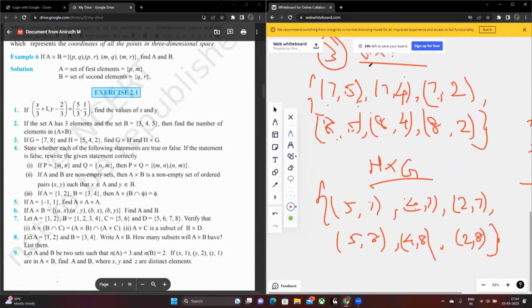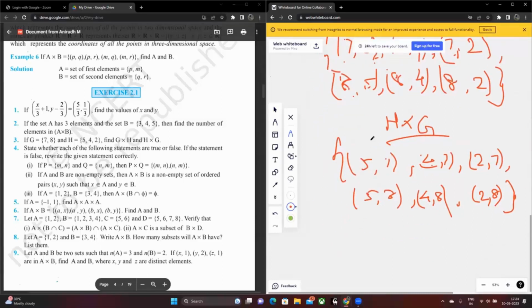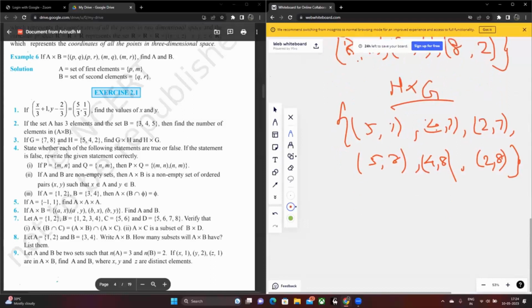So it's very easy to see that G cross H does not equal H cross G, because at least one of the elements is not equal. So the Cartesian product is not commutative. That's some extra information that's not asked for in the question, but I had to explain it. Now going to question number 4.